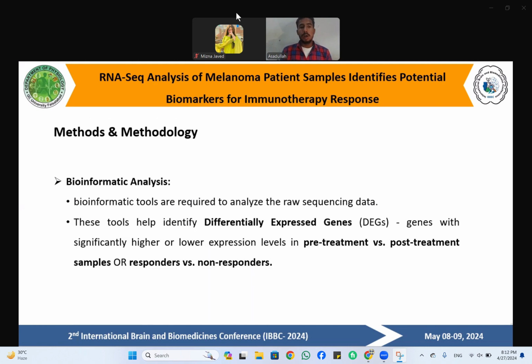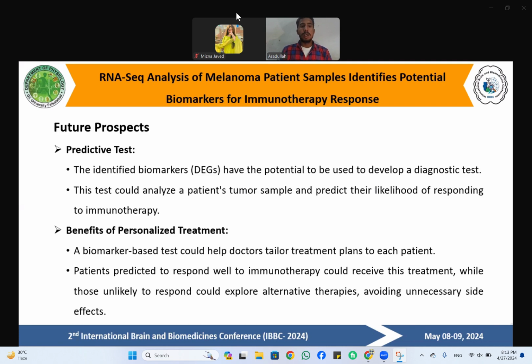Bioinformatic analysis. For bioinformatic analysis, some bioinformatic tools are required to analyze the raw sequencing data, that data we get from previous processes. These tools help identify differentially expressed genes with significantly higher or lower expression levels in pre-treatment versus post-treatment samples or responder versus non-responders.